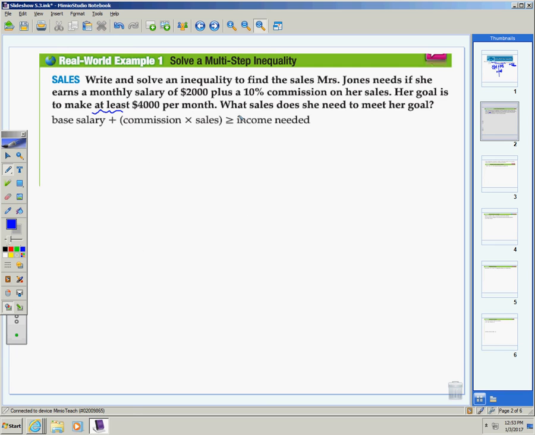Well, the way this works is you have your base salary, $2,000, plus your commission, which is 10%, but I'm going to write that as a decimal, 0.1, times the amount of her sales, which we don't know. So I'm just going to say that's M. Try not to use S's. M is the money from sales. So it's the dollar amount of sales. Is greater than or equal to the income needed, which is $4,000.